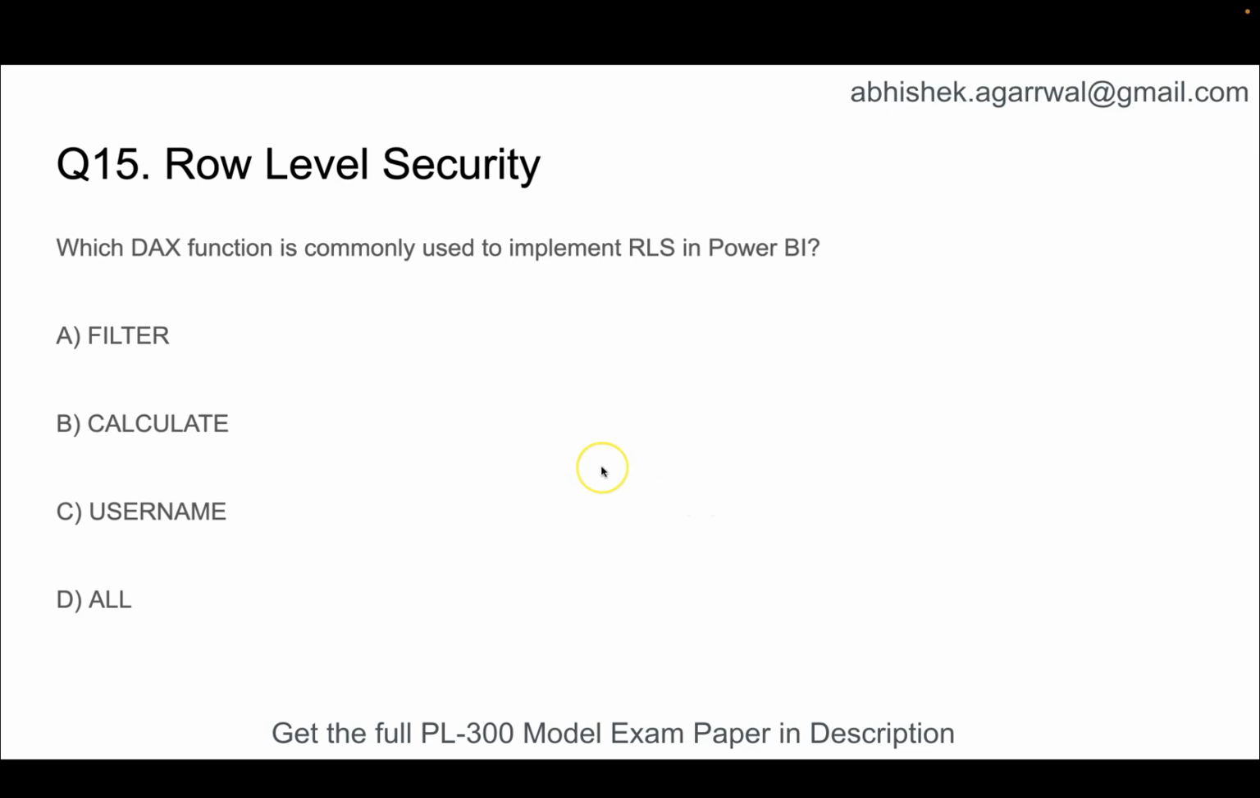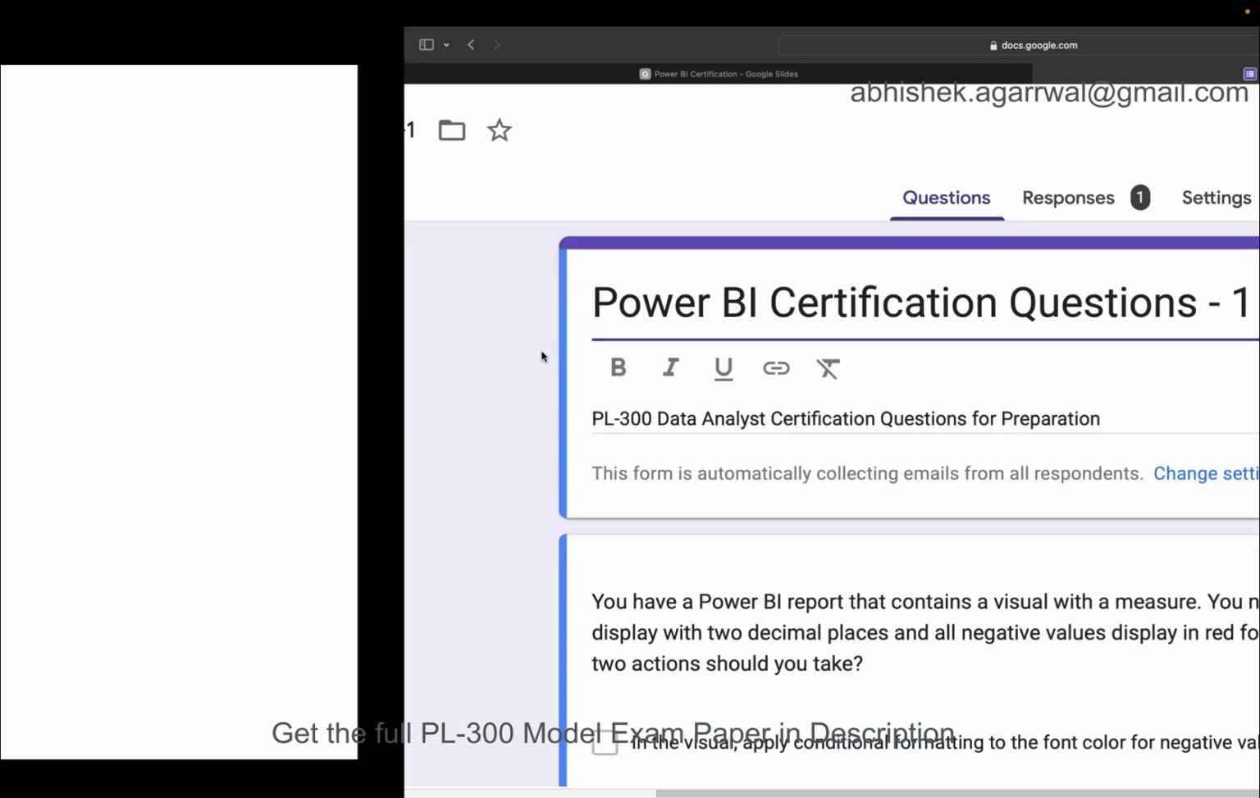So if you don't know, I'm sure you will have to do the research and figure out what is the right answer.